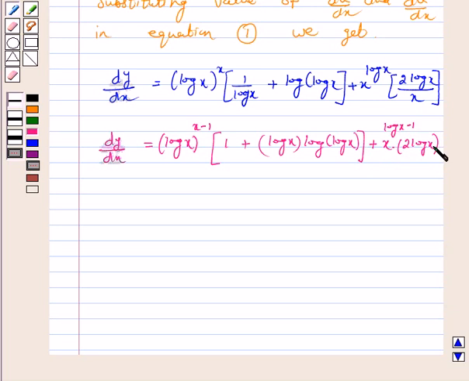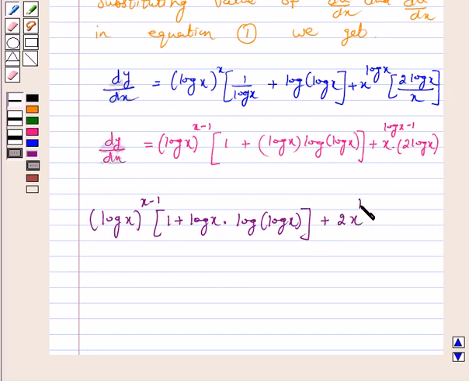So hence we have differentiated our given function and our answer is (log x)^(x minus 1) into (1 plus log x into log of log x), plus 2x^(log x minus 1) into log x.